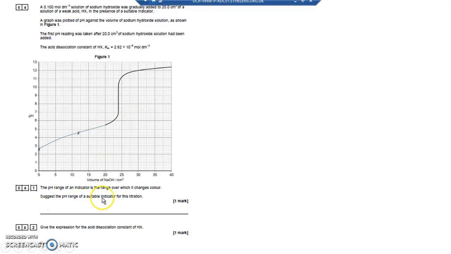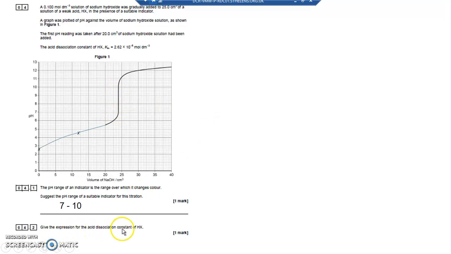Suggest a pH range of a suitable indicator for this titration. That's anywhere at the equivalence point or end point, where the pH rises very quickly. It's still starting to rise around pH 7, then it starts rising very quickly here, and then starts to tail off at around here. So between 7 and 10 there's a rapid rise in pH. That's your equivalence point or end point.